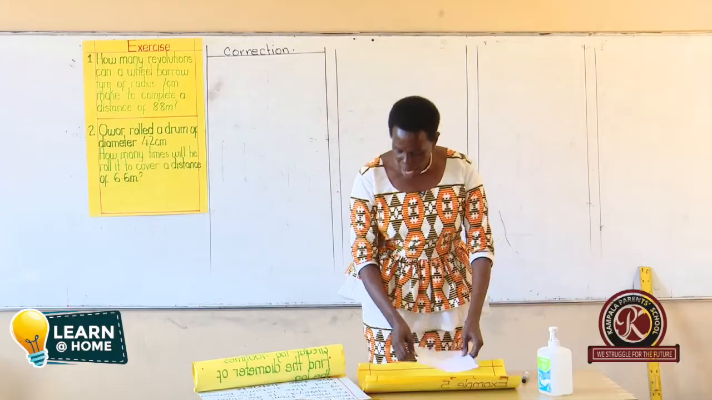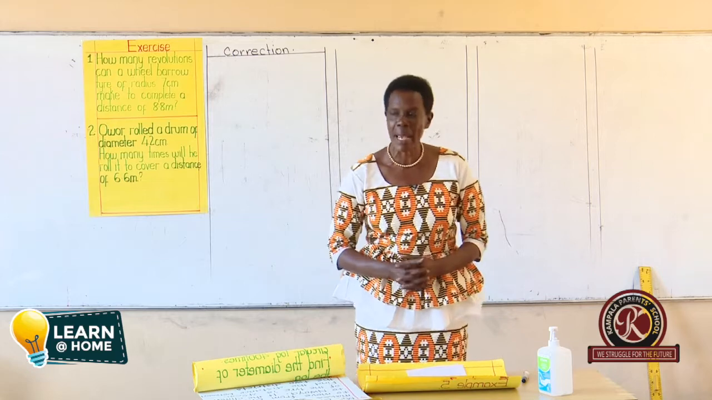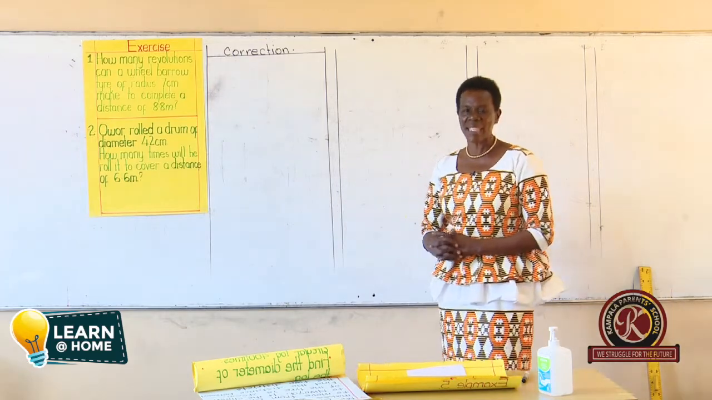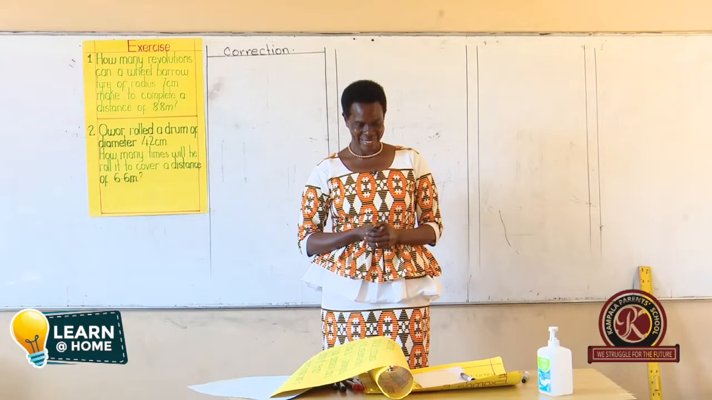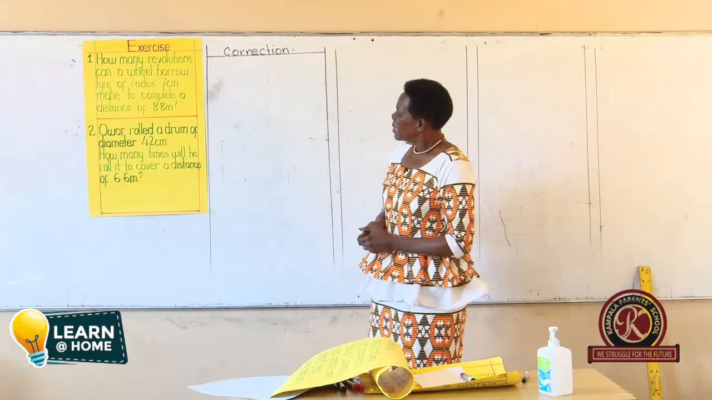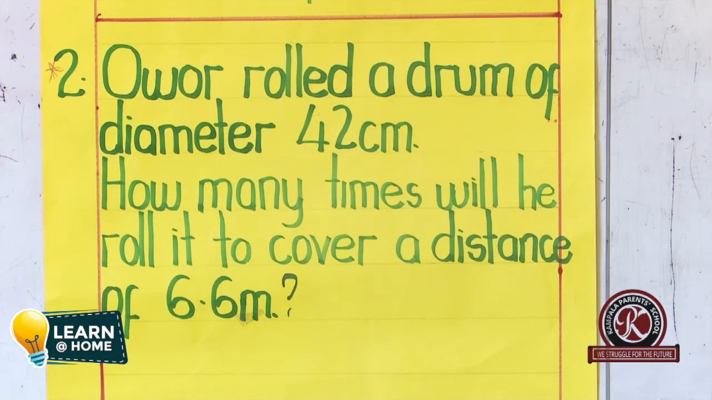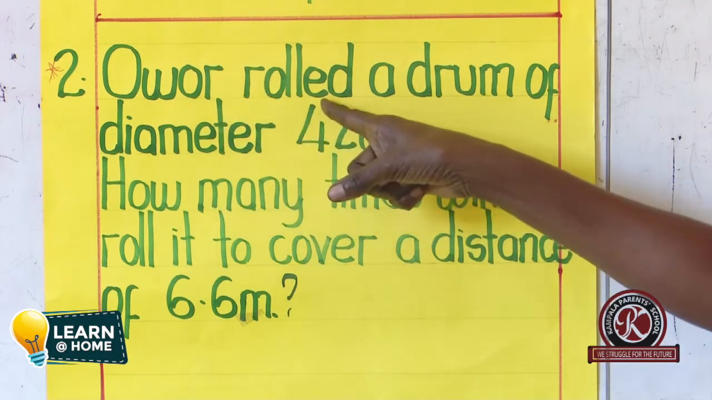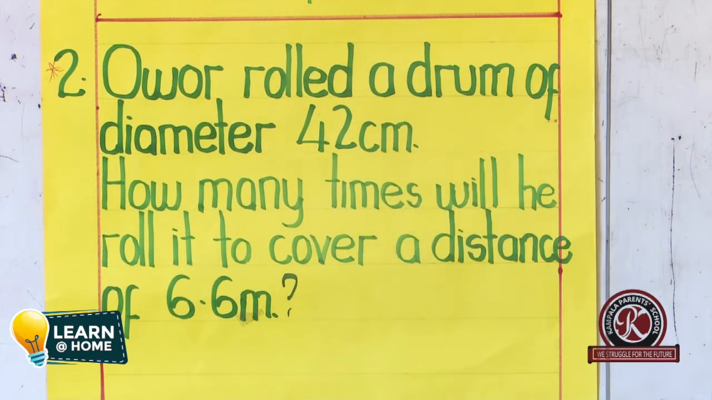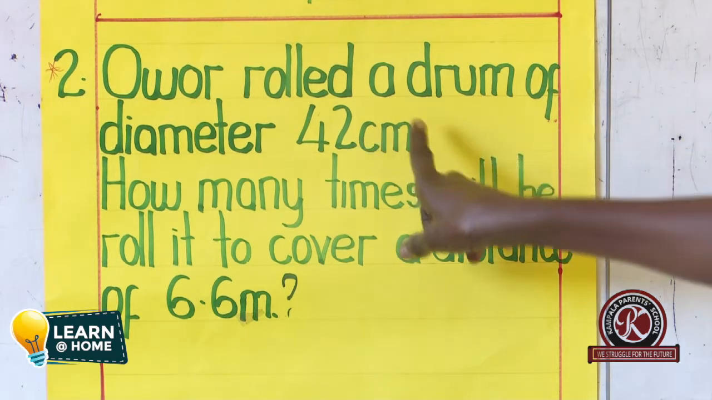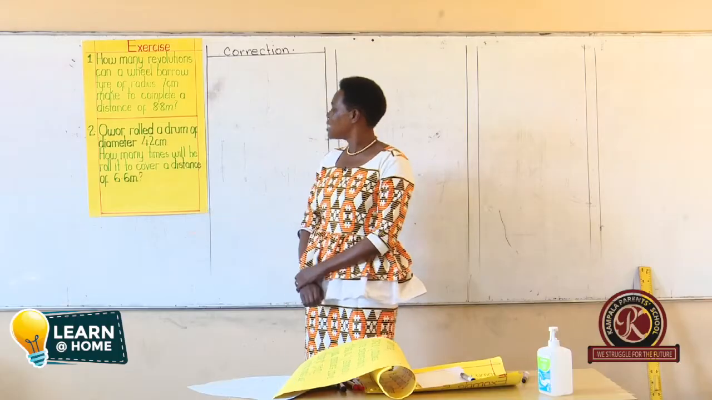Then other people were complaining of number 2, and that is the number I'm starting with. So I'm going to start with the second number while you are still fresh in the sitting room there. The number says, Owori rolled a drum of diameter 42 centimeters.